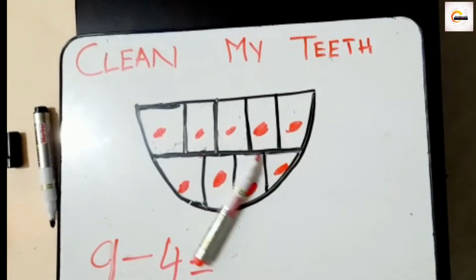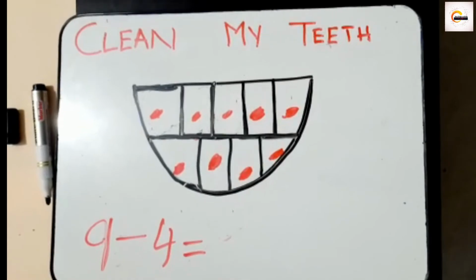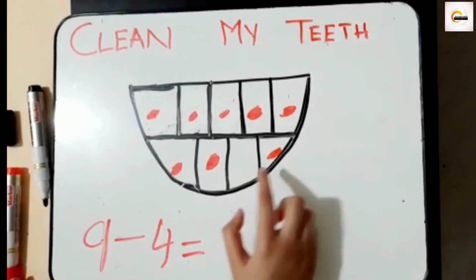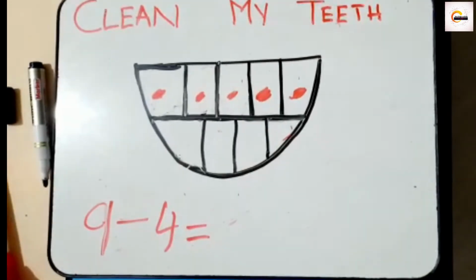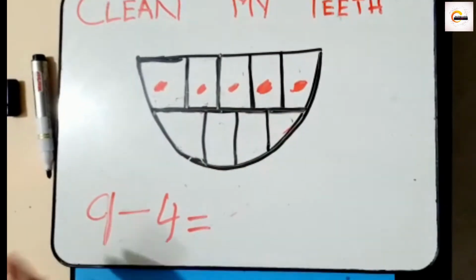My teeth are so dirty. It has 9 germs. 4 are washed away. How many germs left? 9 minus 4 equals 5.